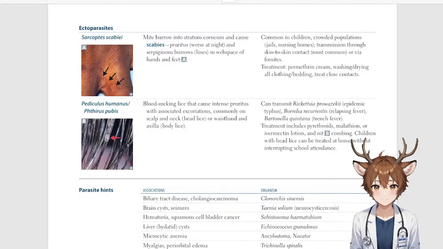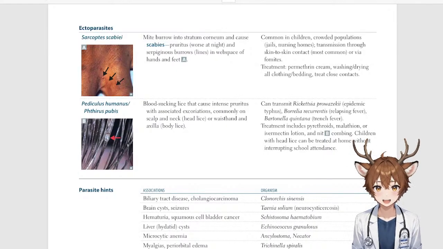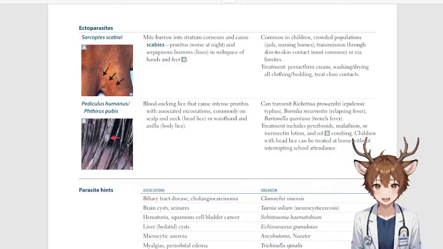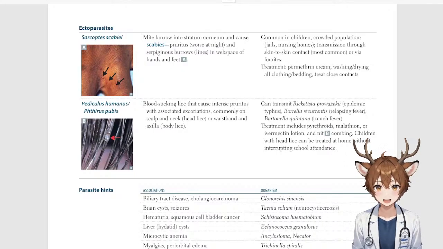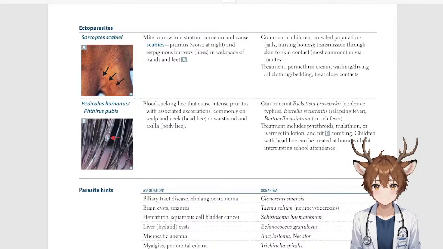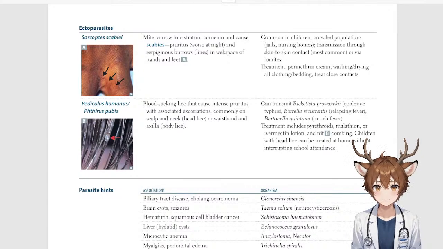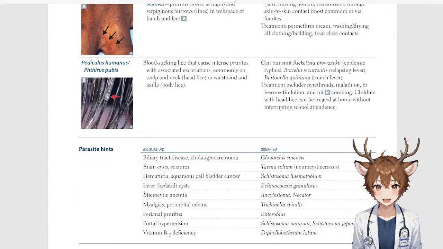How do you treat it? Pyrethroids, malathion, or ivermectin lotion, and nit combing. Children with head lice can be treated at home without interrupting school attendance. Okay, so basically scabies and lice, not fun.